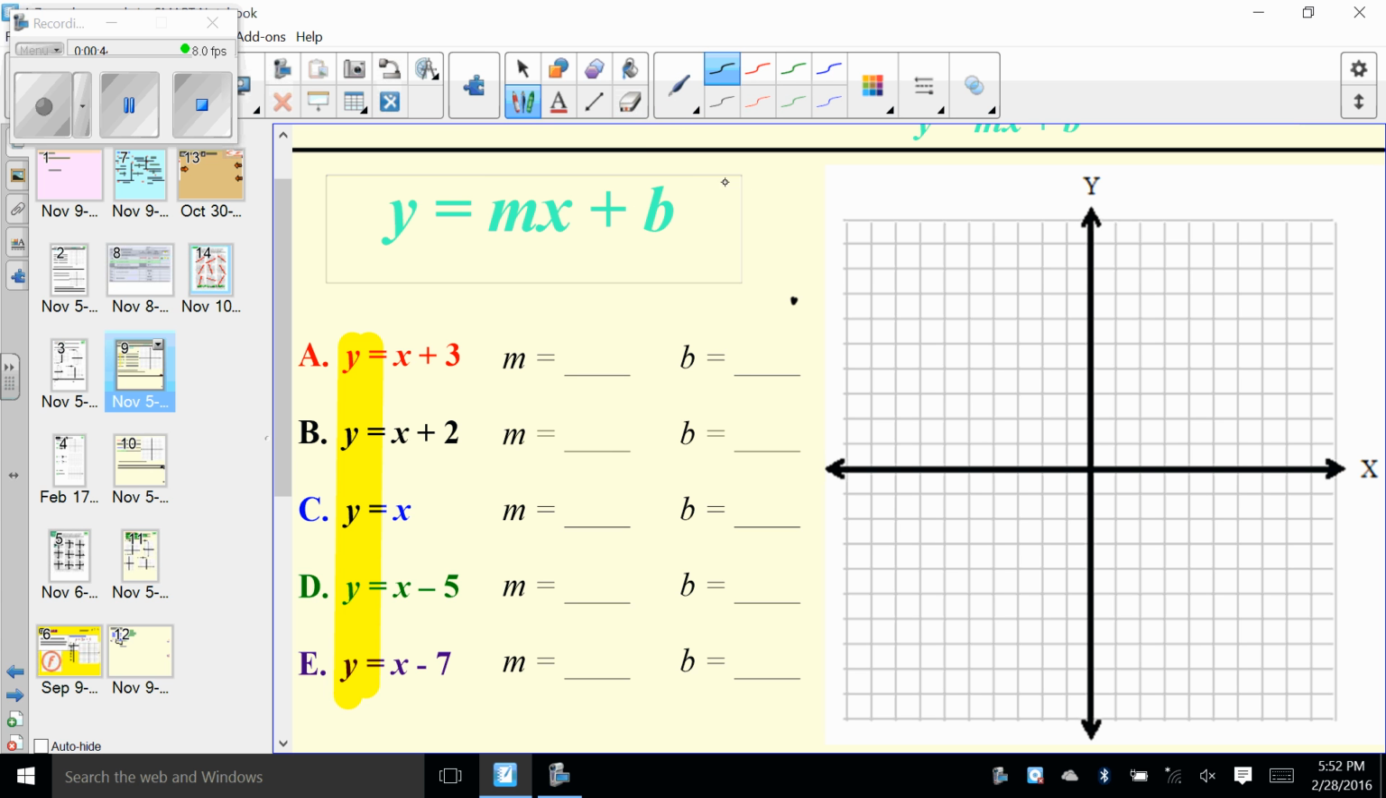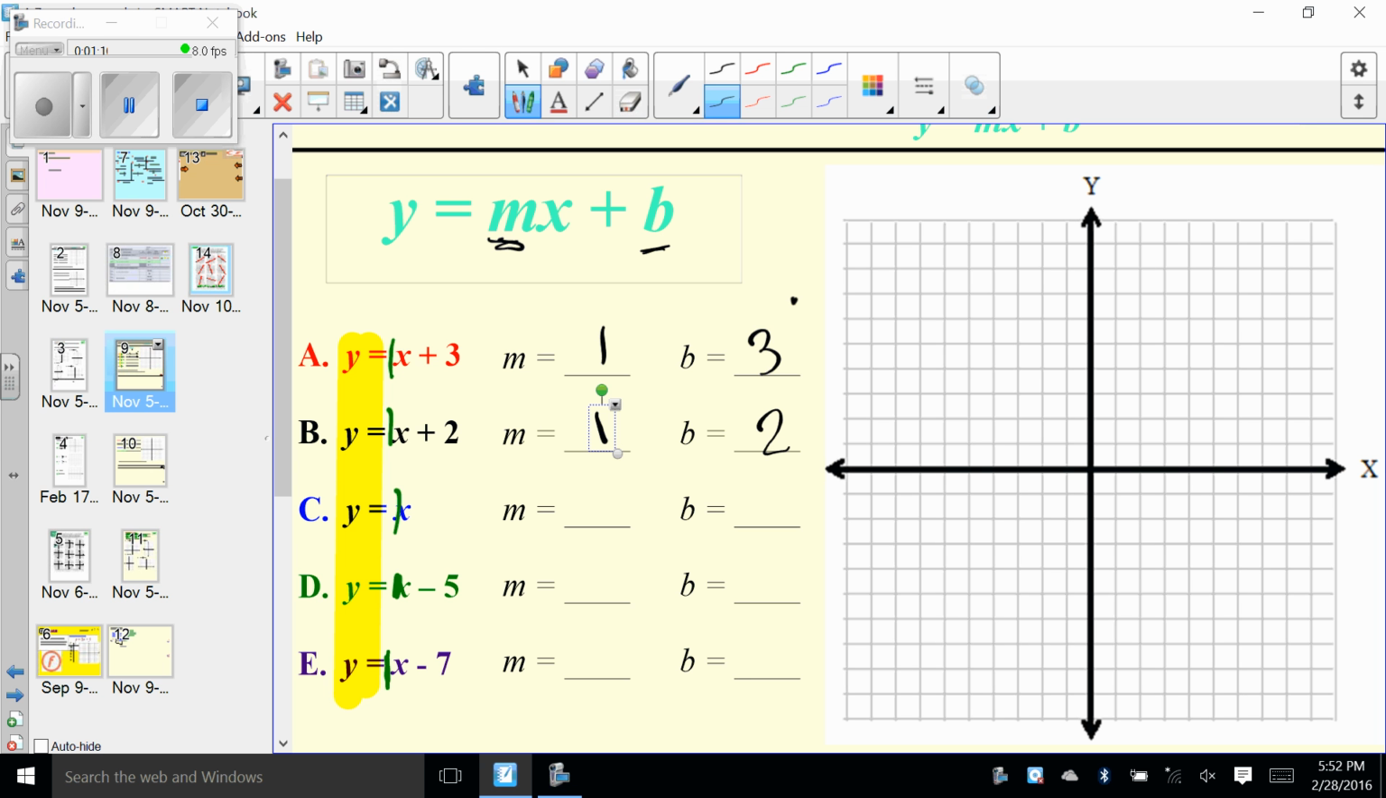To start, I would like us to recognize that the slope on each of these is 1. So we have slopes of 1, but our y-intercepts do change. Let's start filling in the slope and y-intercept. For this first example, we have a slope of 1 and a y-intercept of 3, because we have y equals mx plus b. In the next problem, our slope is 1 and our y-intercept is 2.